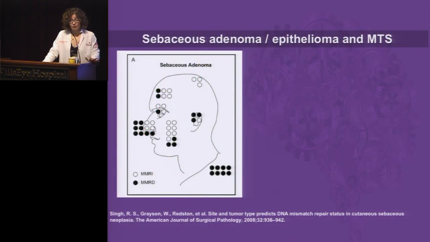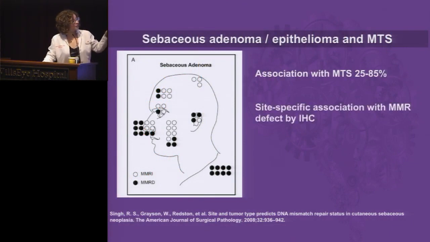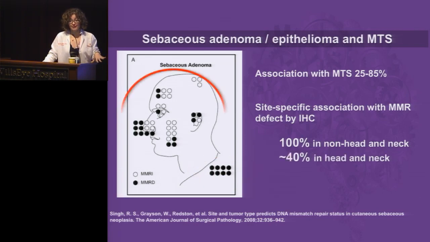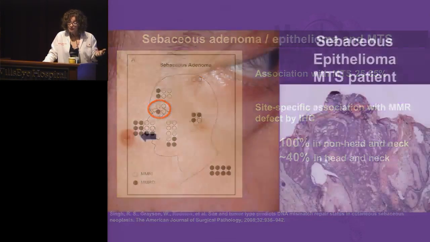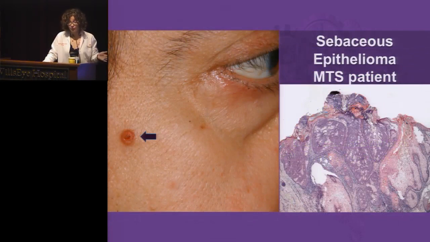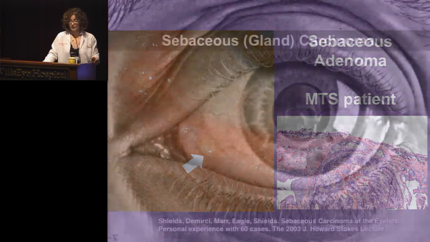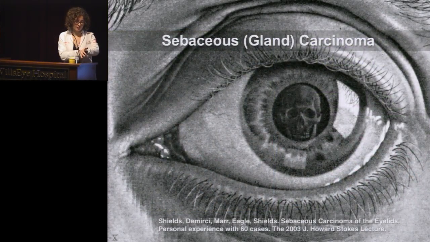So this association with Muir-Torre syndrome actually varies from study to study because definition of Muir-Torre syndrome is not precise, and it's site-specific. So non-head and neck sebaceous adenomas and epitheliomas have really, really strong association with Muir-Torre syndrome. In the head and neck, this association is relatively weak. And if you actually focus on the lids, can you see how it becomes very tenuous? But nonetheless, it is real. This patient has known Muir-Torre syndrome. Okay, so we do need to be aware of that.